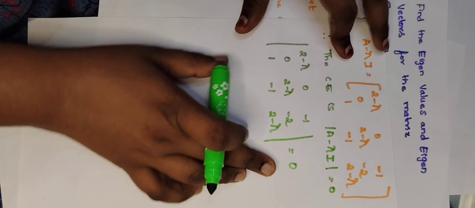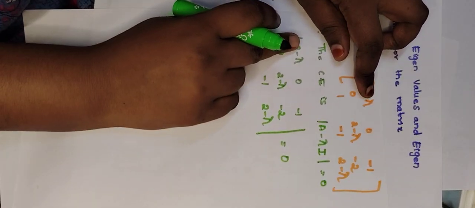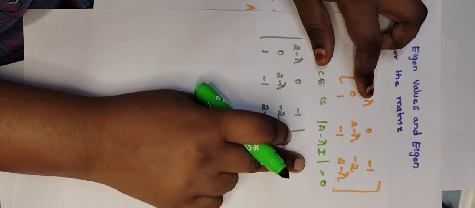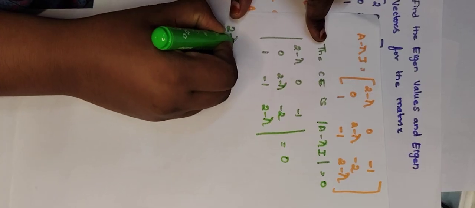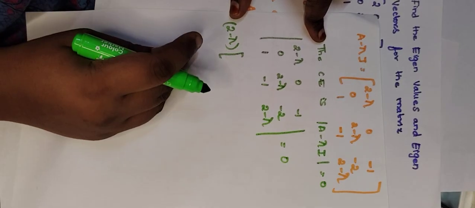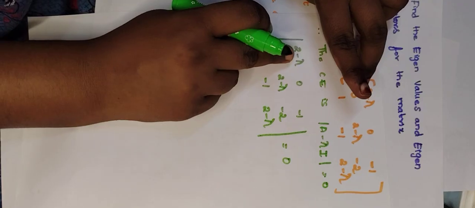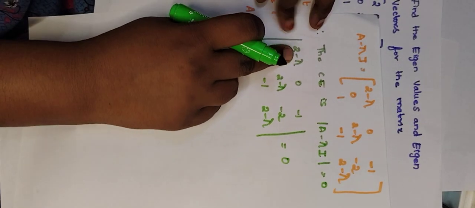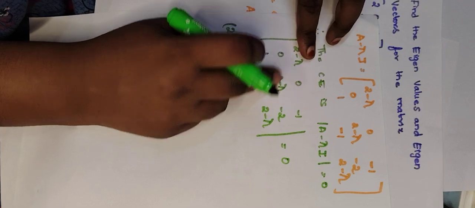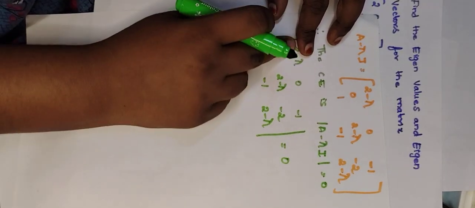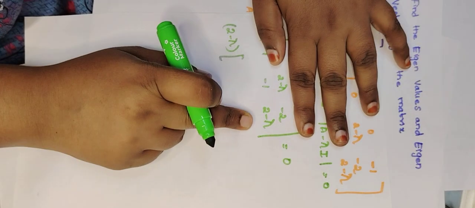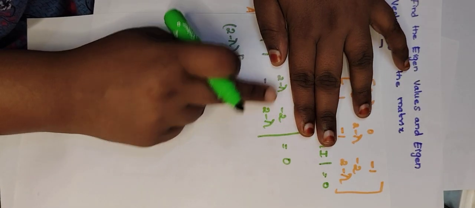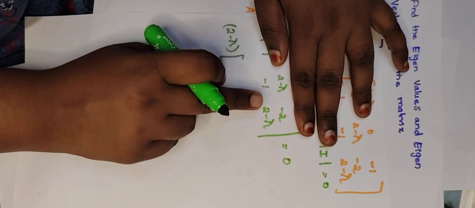The determinant of this matrix can be obtained by considering the first row. The first row element is 2 minus lambda, so I'll write it within a bracket and multiply it by the determinant of the remaining matrix. Since I have taken the first element, 2 minus lambda, which is in the first row and first column, I cancel the first row and first column. The remaining matrix is 2 minus lambda, minus 2, minus 1, 2 minus lambda. We need to take the determinant of this matrix.